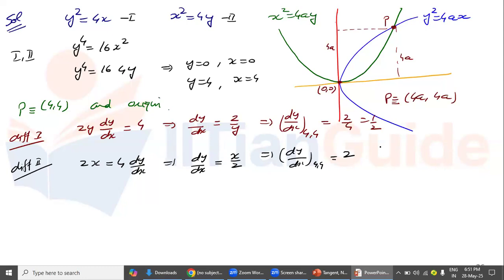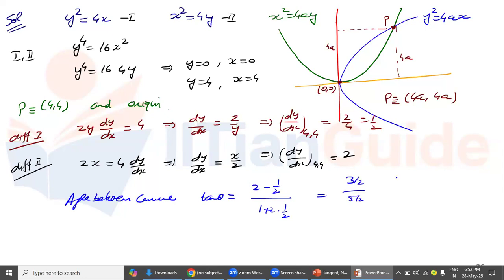So I can write the angle between curves. We have a formula tan theta is equal to m1 minus m2 divided by 1 plus m1 m2. We already calculated, so I'm getting 3 by 2 divided by 5 by 2. Basically 3 by 5. Or theta, I can write tan inverse 3 by 5.